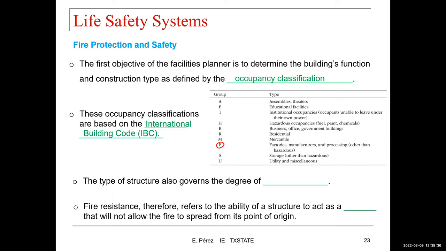The type of structure also governs the degree of fire resistance. Fire resistance refers to the ability of a structure to act as a barrier that would not allow the fire to spread from its point of origin. So this classification will basically tell you the amount of protection that you should have based on the type of facility that you are trying to design.